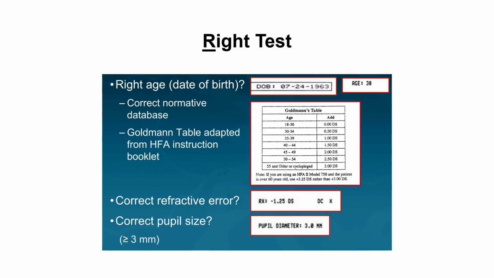Then you will check that the right age, the date of birth of the patient, has been reported. Why is this important? Because there is a correction to the normative database.